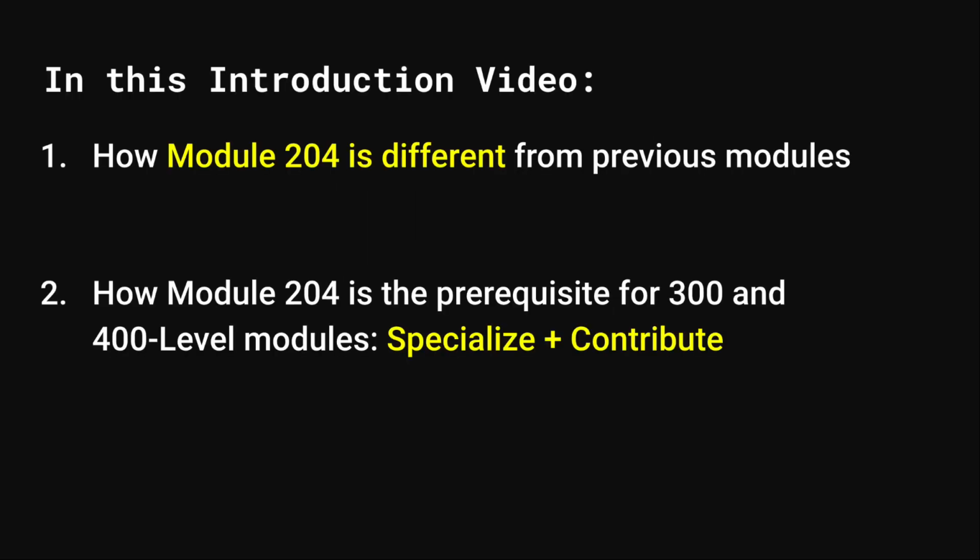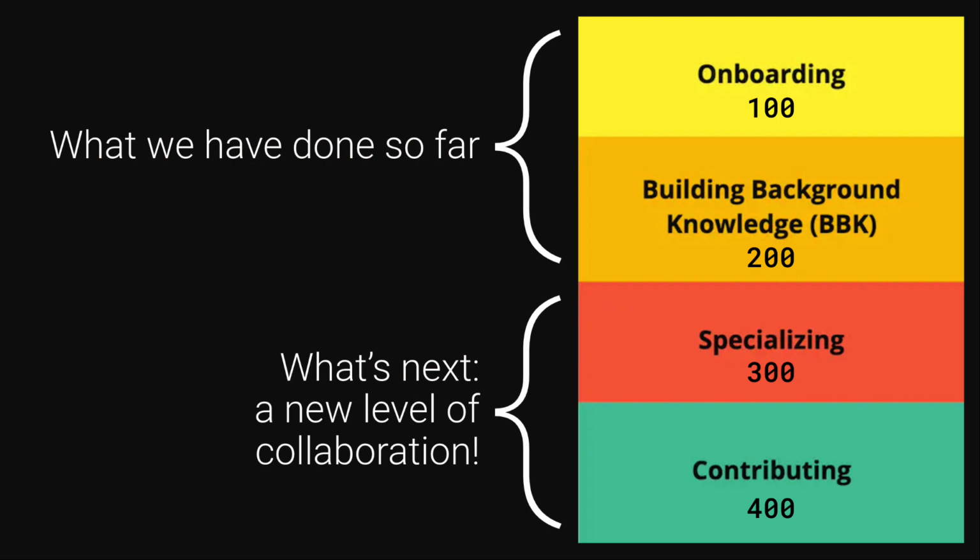And so that's what I'd like to cover in this video, to show you briefly how Module 204 is different from the previous ones, and just to give you a quick look at how it will serve as the prerequisite for the modules that come next. If we look at the PBL framework, we can see that so far there have been 100 and 200 level modules, onboarding and building background knowledge. And hopefully you've started to see some of the challenges of Cardano development.